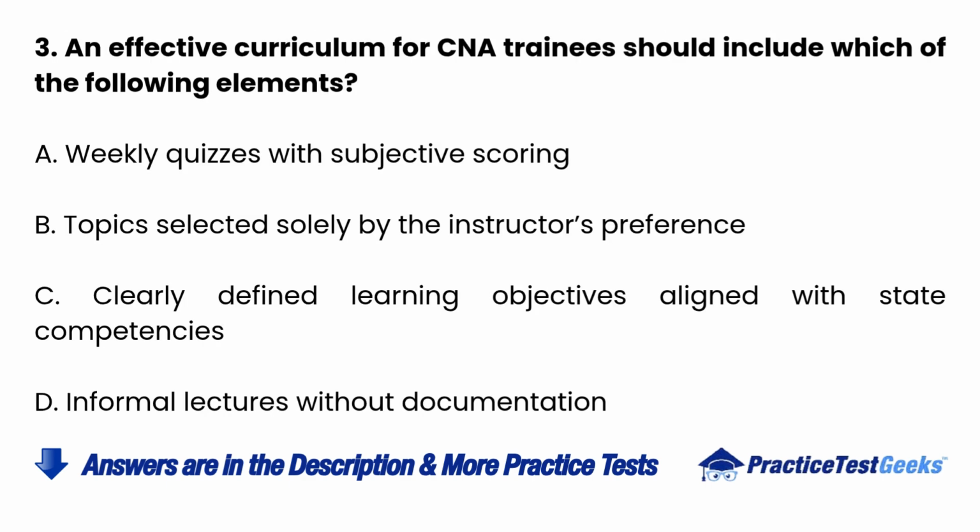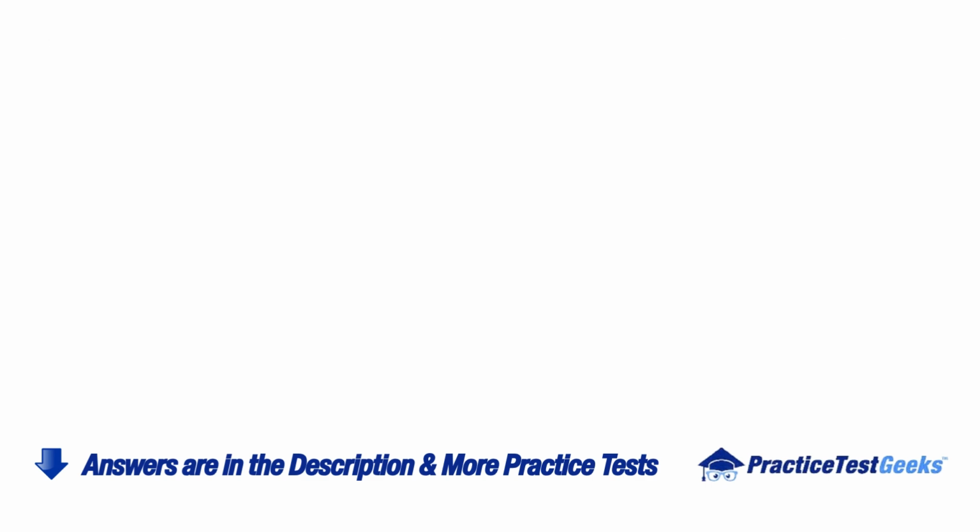3. An effective curriculum for CNA trainees should include which of the following elements? A. Weekly quizzes with subjective scoring. B. Topics selected solely by the instructor's preference. C. Clearly defined learning objectives aligned with state competencies. D. Informal lectures without documentation.